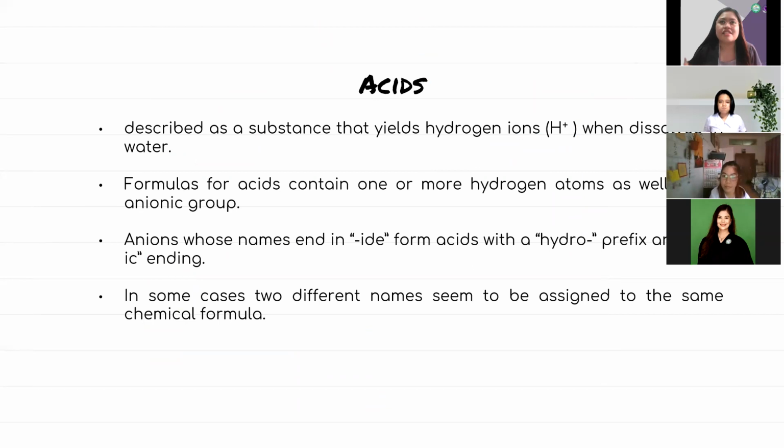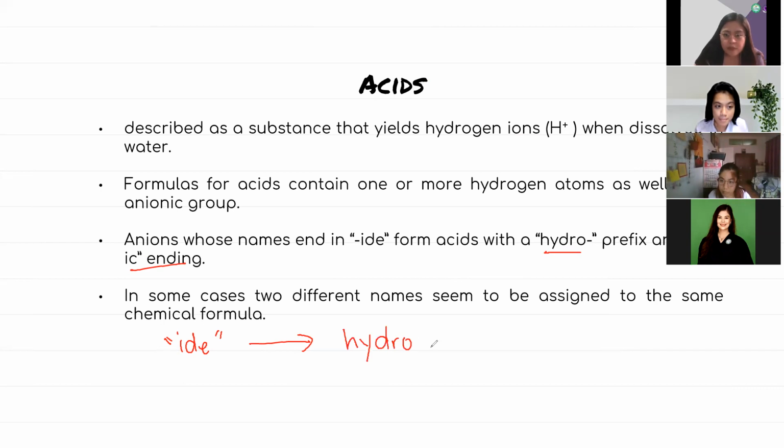Ano ang definition natin ng acids? Acids are substances that give hydrogen ion, especially if they are dissolved in water. So yan yung pinaka ginagamit na definition ng acids. Meron tayong hydrogen kapag ka acid. And how are we going to name our acids class? Again, anion whose names end in IDE form acids with a hydro prefix and an ending na IC. So if anion, ang ending ng anion ay IDE, pag naging acid siya, meron siyang prefix na hydro, tapos yung pangalan ng anion, pero instead of IDE, mag-e-end na siya sa IC. Okay? And the word acid.